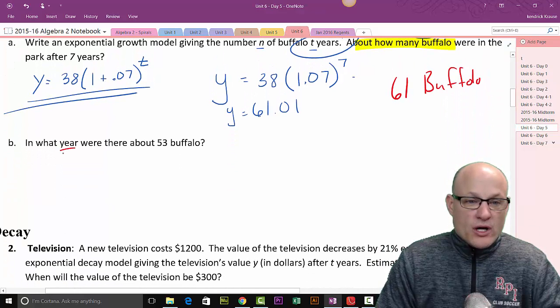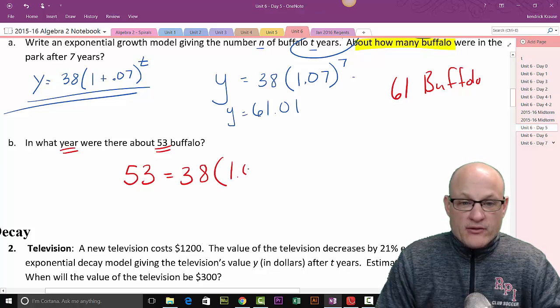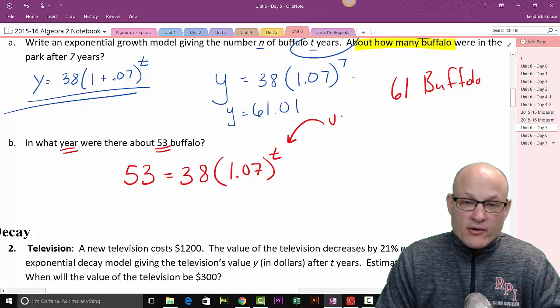Now, it says, in what year were there 53 buffalo? So now we're going to do this a little bit backwards. We're going to start with 53 buffalo. We're going to use the same formula. The only thing we don't know is the time.